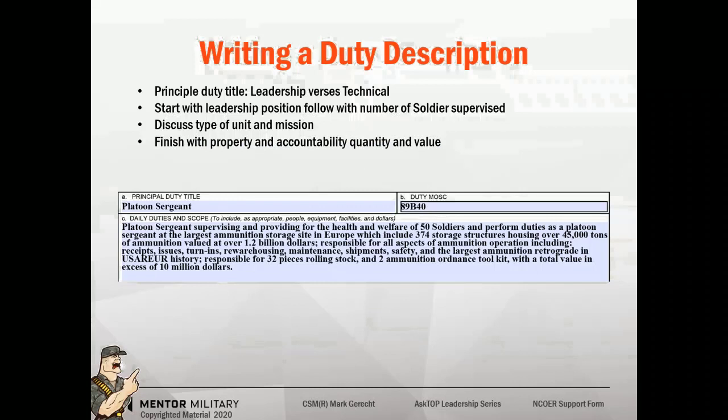Finish with property and accountability, quantity and value. So responsible for all aspects of ammunition operation, including receipts, turn-ins, re-warehousing, maintenance, shipment, safety, largest ammunition retrograde in USAREUR history, responsible for 32 pieces of rolling stock, 2 ammunition ordnance toolkits, and a total value in excess of $10 million. Following this format should get you in the ballpark of a good, solid duty description that is both measurable and quantitative.